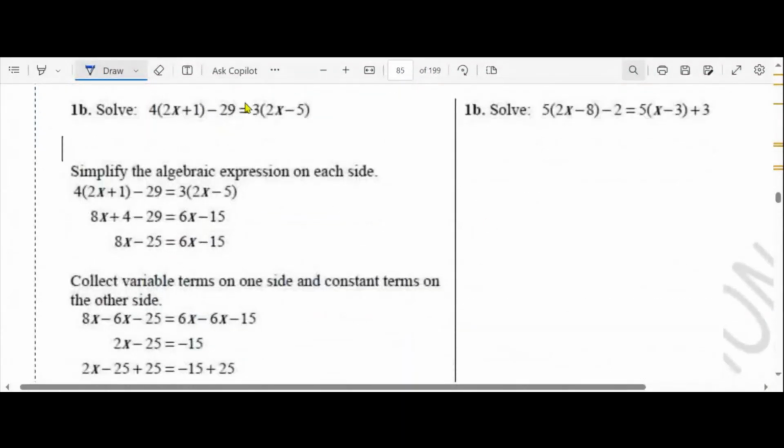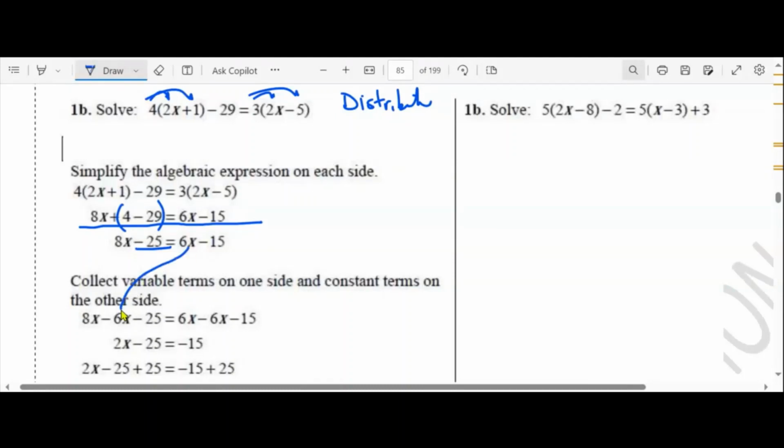Here I have this equation. What should I do first? Distribute, correct? So if you distribute, what are you going to get? 4x plus 4 minus 29 equals 6x minus 15, because you have to distribute the other side as well. And then combine like terms. You're going to combine 4 and negative 29, which gives you negative 25. And then after that, what should I do?